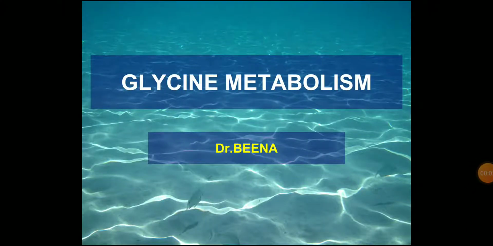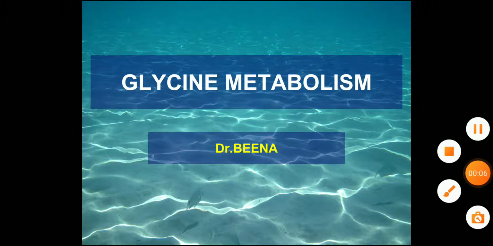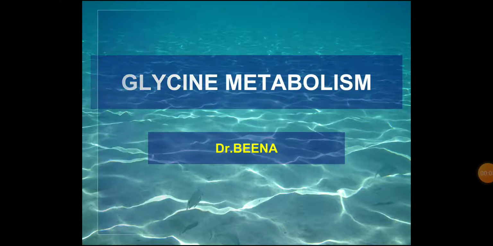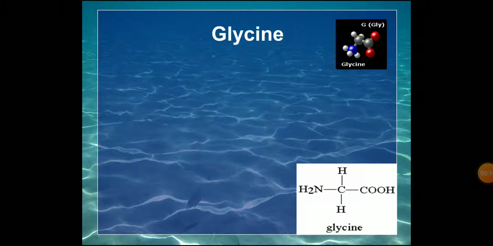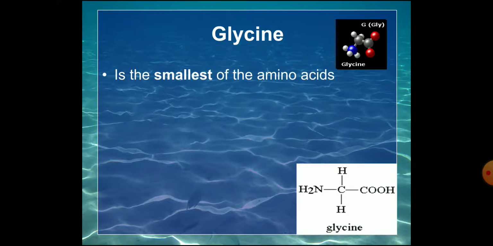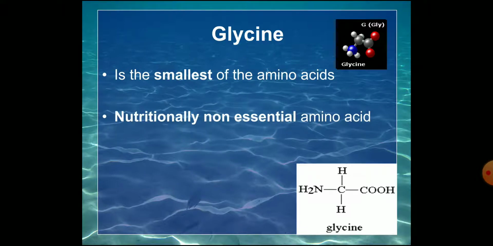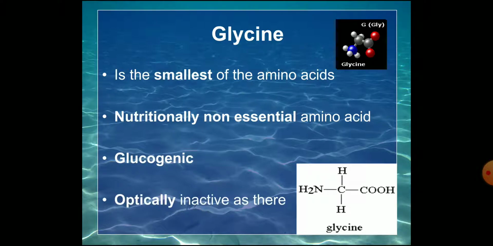Today's topic is glycine metabolism. Glycine is the smallest of all amino acids, and it is a nutritionally non-essential amino acid. It is glucogenic and optically inactive, as there is no asymmetric carbon atom.